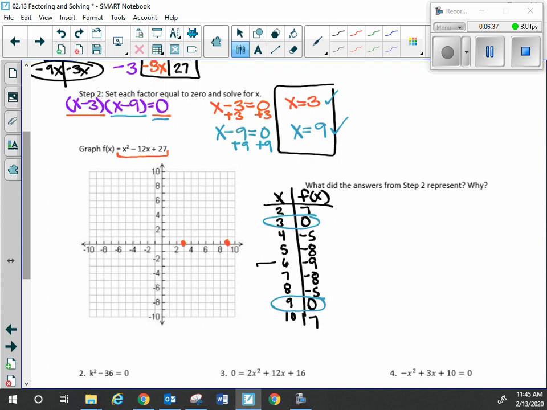If I graph these, there is your parabola. And where does it cross the x-axis? 3 and 9, which is exactly what you found by factoring and solving. All right, so let's answer these questions. What did the answers from step 2 represent? The x-intercepts.